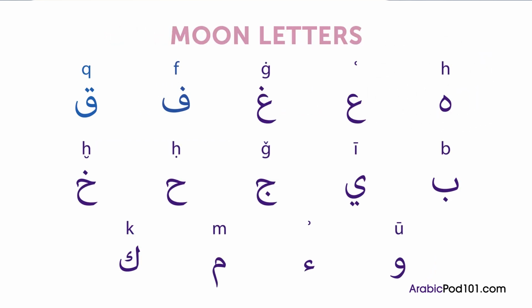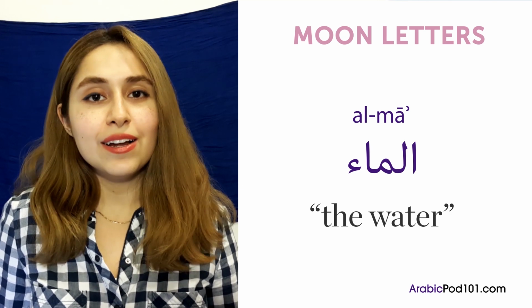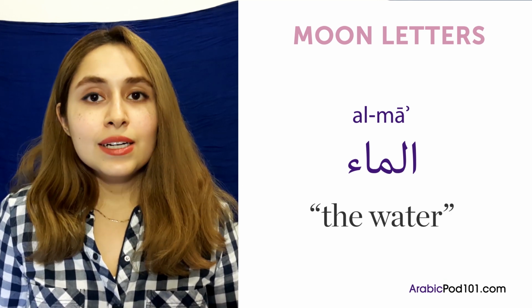Here are the moon letters. قاف, فاء, عين, غين, هاء, خاء, حاء, جيم, ياء, باء, كاف, ميم, همزة, واو. Let's try to pronounce some words that start with an L followed by a moon letter.